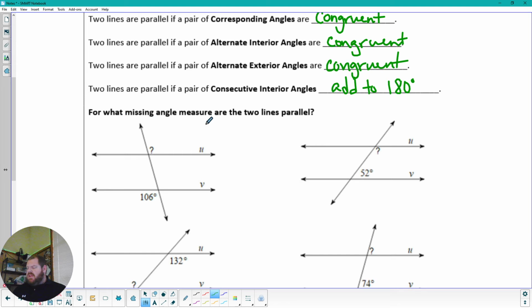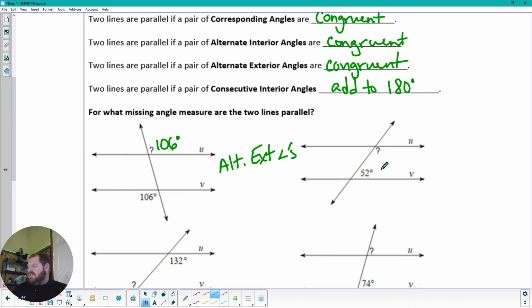So you can tell by the way these questions are asked that this is asking us for what missing angle measure makes the two lines parallel. So I want to make these lines parallel, and they're going to be parallel as long as this is 106 degrees to match this 106, because those are alternate exterior angles.